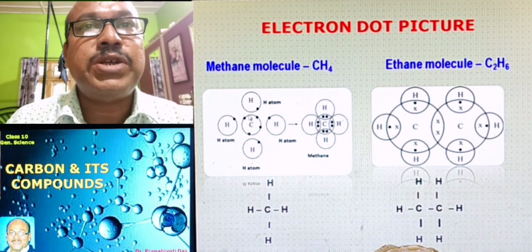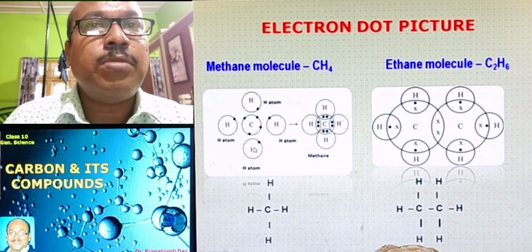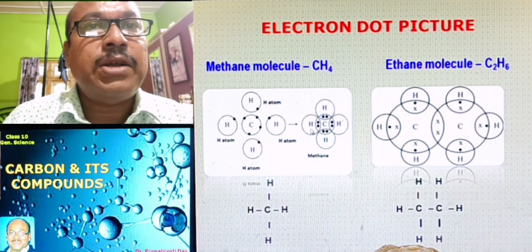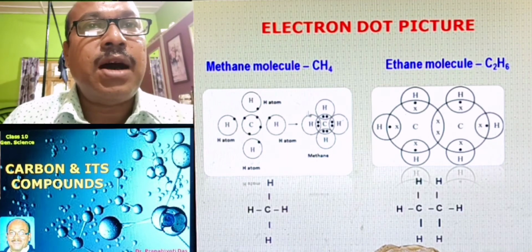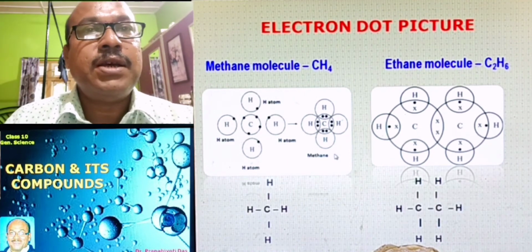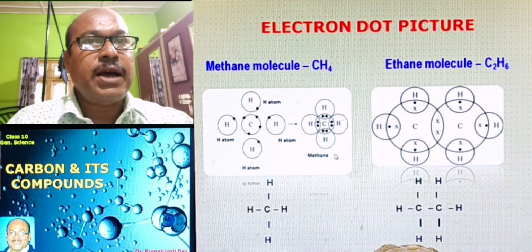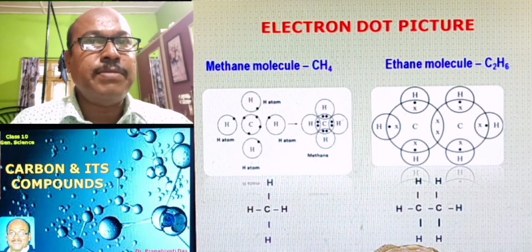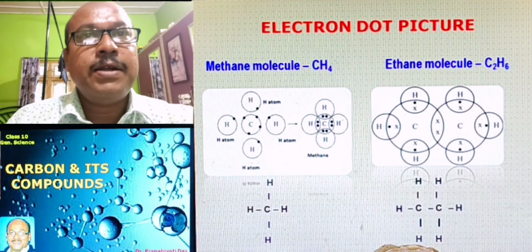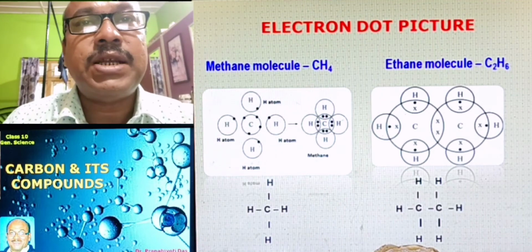Carbon and hydrogen will share here, carbon and hydrogen, and we can see in this way carbon and hydrogen will form methane. So this is how the formation of methane takes place, by sharing of electrons, and we can see here 4 covalent bonds in methane, and all are formed by sharing of electrons, and we represent it like this.